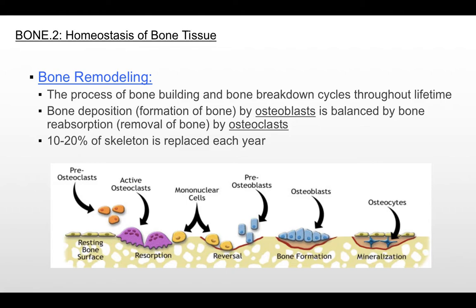About 10 to 20% of your skeleton is consistently replaced each year as the osteoclasts eat it up, and then the osteoblasts reform it. And that happens over and over again. So about 7 years, you get a brand new skeleton.